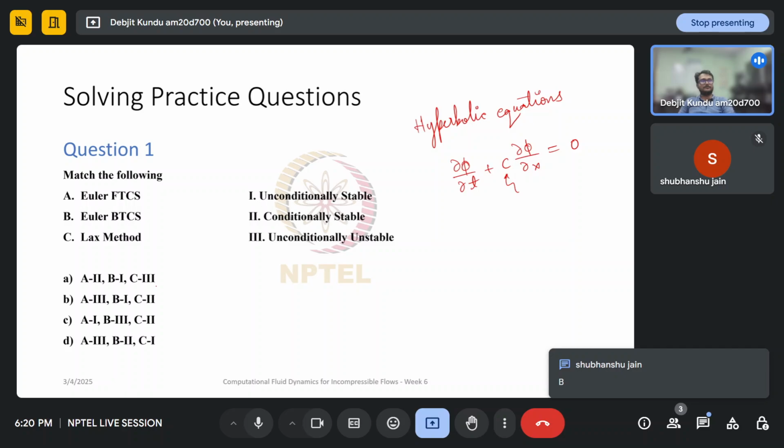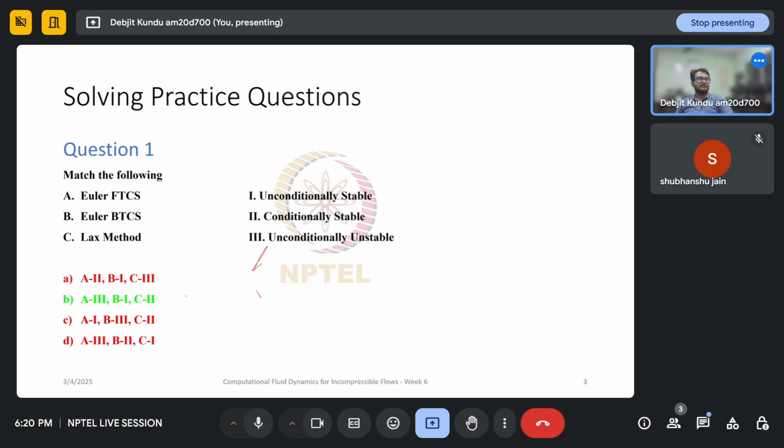Okay, we have a response in favor of option B. Let's take a look at the solution. It's actually option B. Good. So let's go through this.